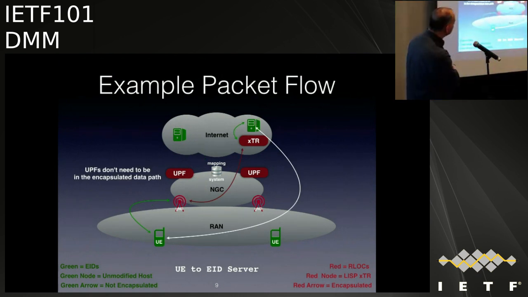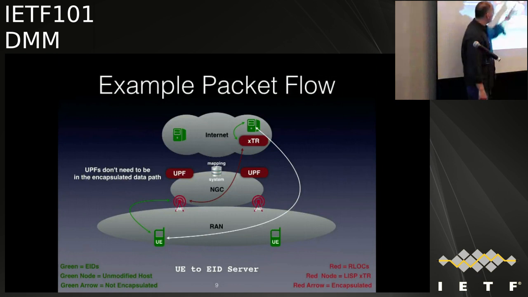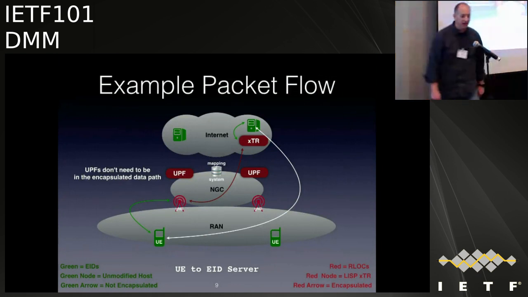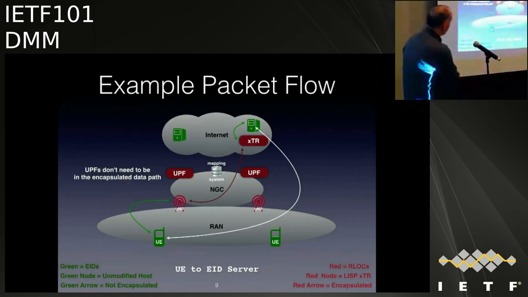This is the example where the UE sends it to the server where there's an XTR, and we just see that the encapsulation doesn't have to go to any of the UPFs, it can go directly there, and the mapping system could have that RLOC stored for that EID. Next.